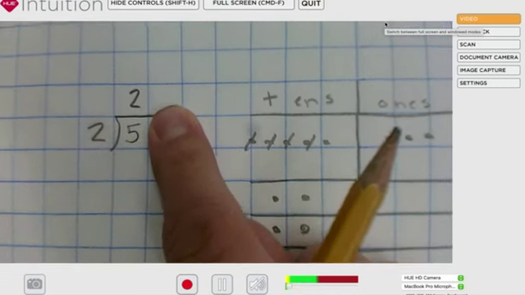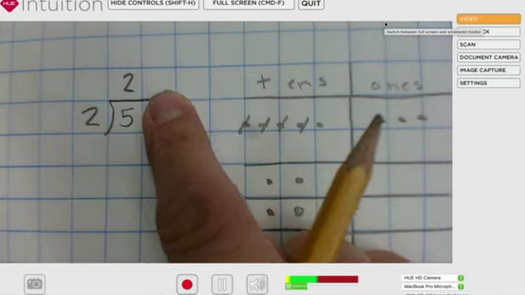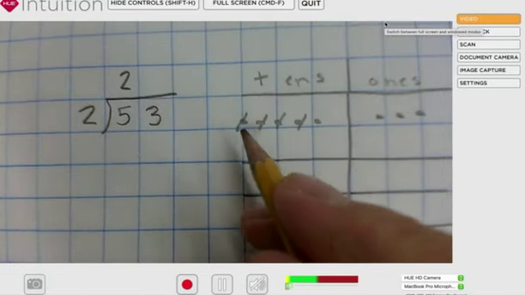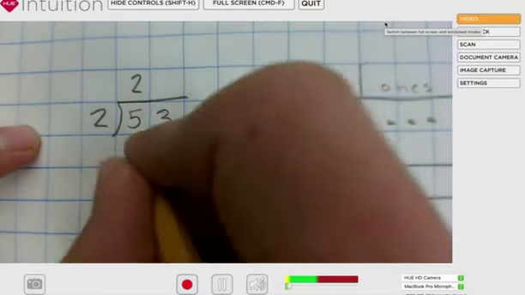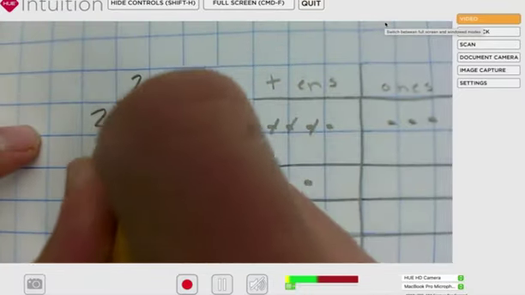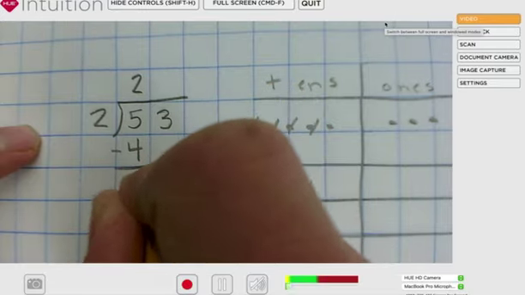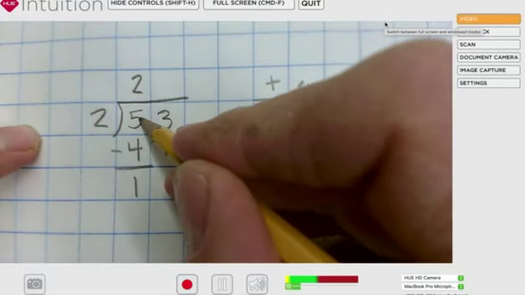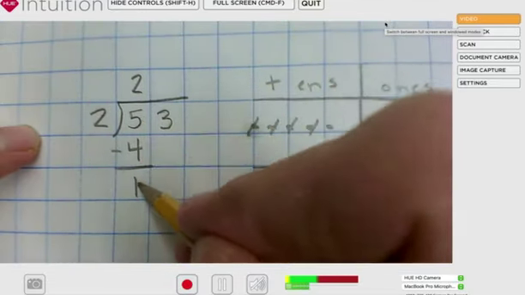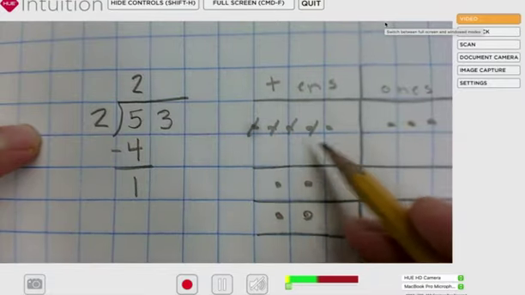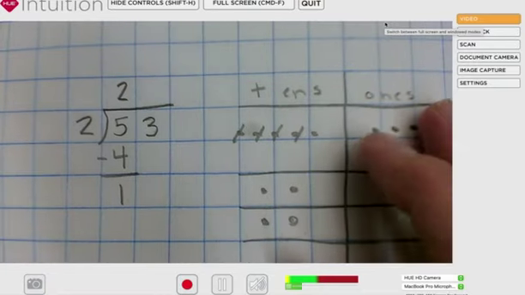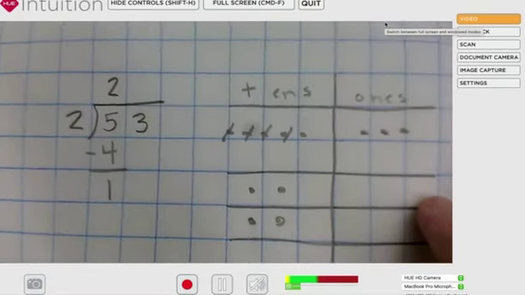So how many of this 5 did we use? 1, 2, 3, 4. We used 4 out of the 5. So we are going to subtract 4 from this 5. Technically, we're doing 5 tens minus 4 tens equals 1 ten. That's what we did over here. Now, we're not unbundling this or anything like that. Oh, actually, well, maybe we will.